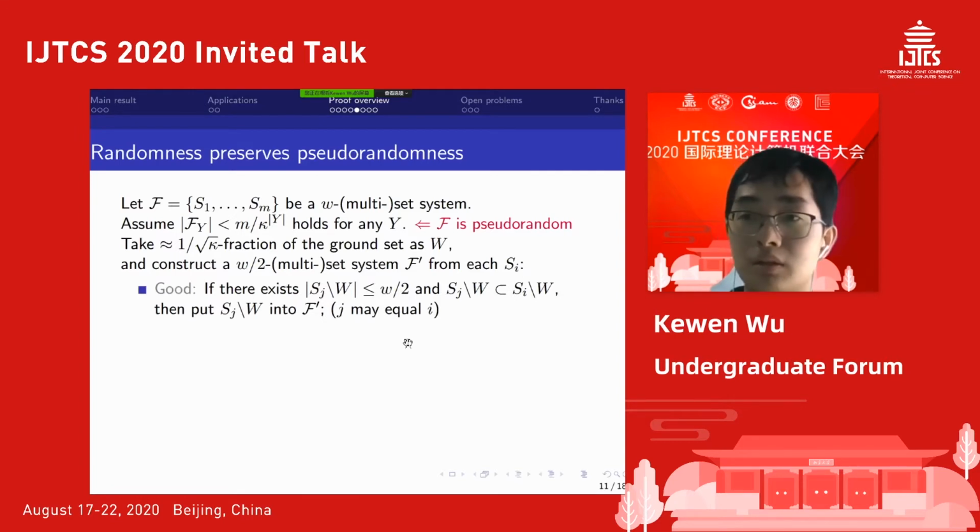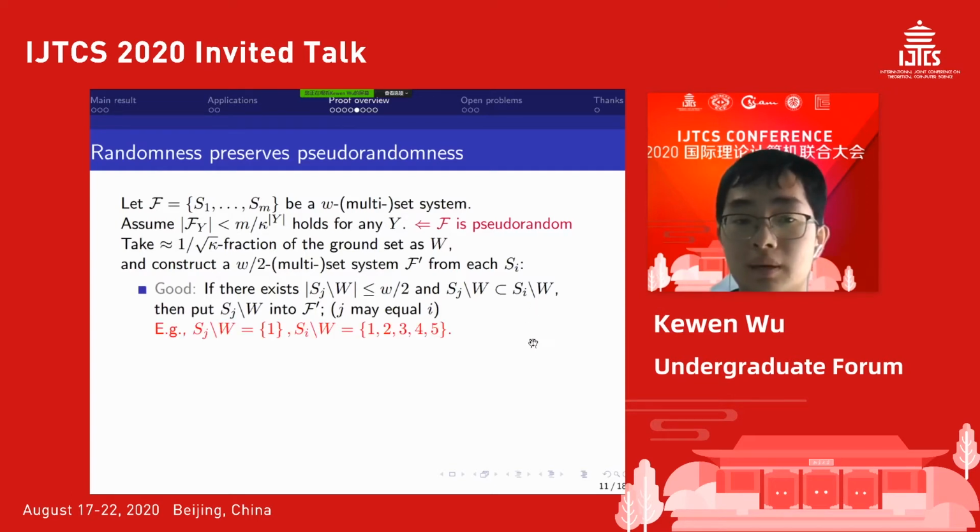We will have 2 cases, the good case and the bad case. For each Si, we say it's good if we can find some Sj such that the size of Sj minus W is at most W divided by 2, and Sj minus W is contained in Si minus W. So for this case, we will put Sj minus W into F prime. Here, j may equal i. And we can think of it as Sj is covered by many of W, and Si is not covered by many of W.